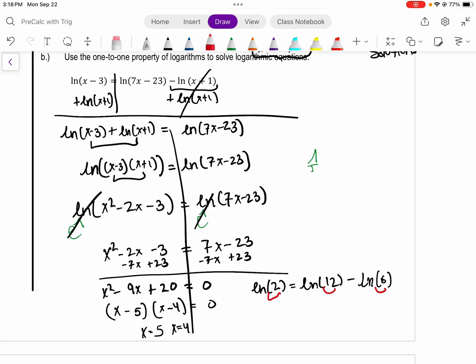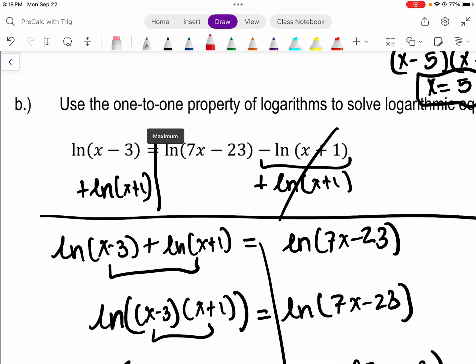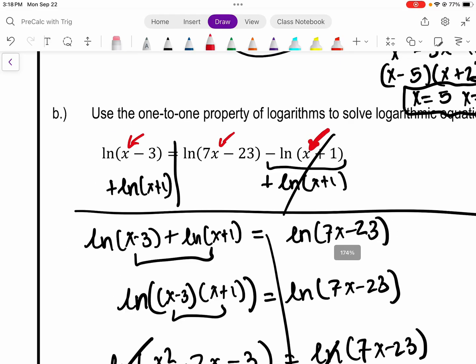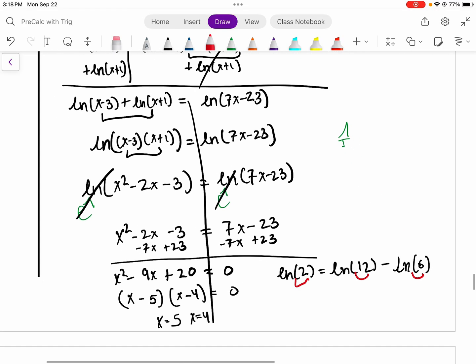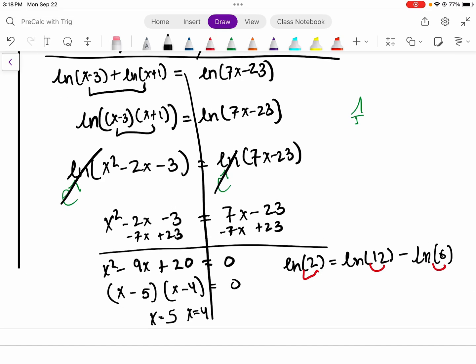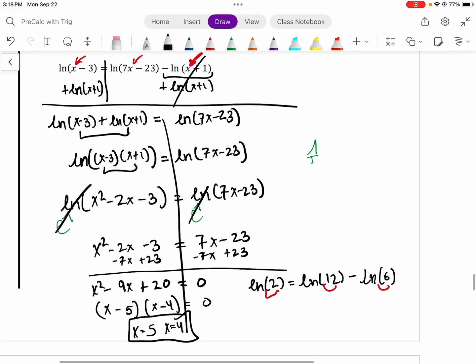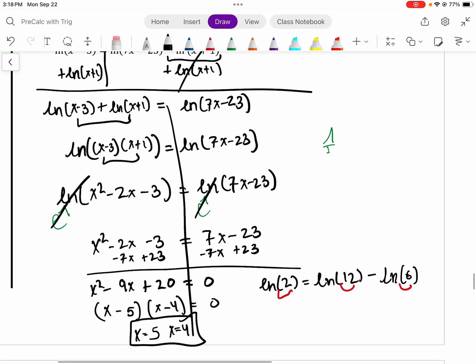So let's say, for example, I plug in 4. So if I plug in 4 here, that's gonna be 4 minus 1, with 4 minus 3, which is 1. If I plug in 4 there, that's gonna be 7 times 4, which is 28. 28 minus 23, it's still gonna be a positive. And if I plug in 4 there, that's 4 plus 1, which is 5. So you can see that 4 is also gonna work, which means both of those are solutions. We don't have an extraneous solution in this case.